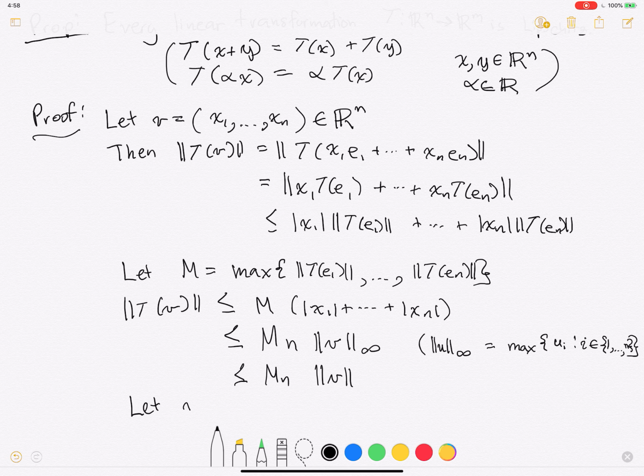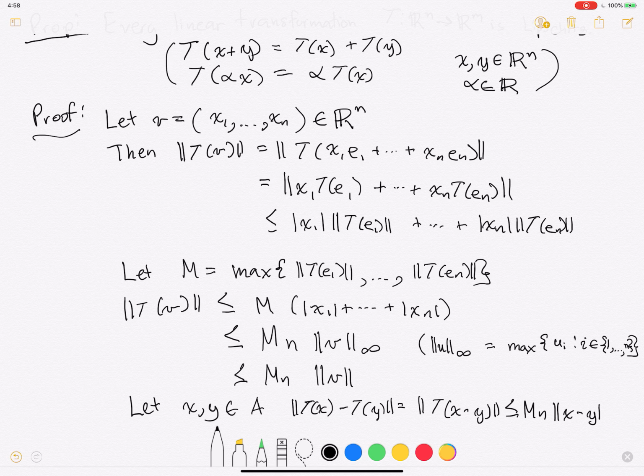So now we have for x, y in A, the norm of Tx minus Ty is equal to the norm of T(x minus y), which is less than or equal to mn times the norm of x minus y. So the Lipschitz constant is this mn.